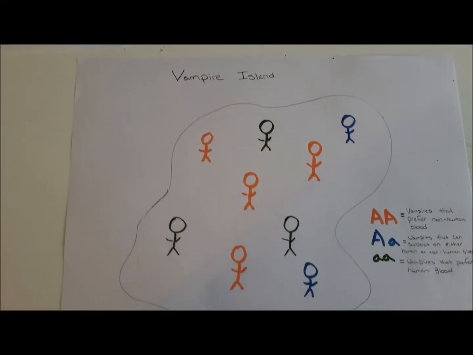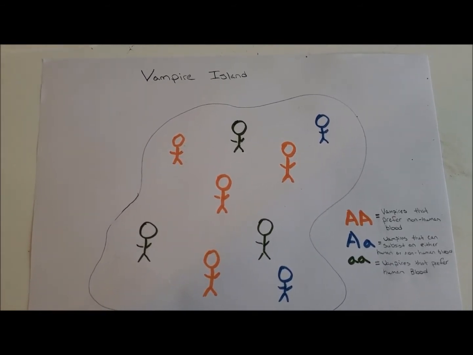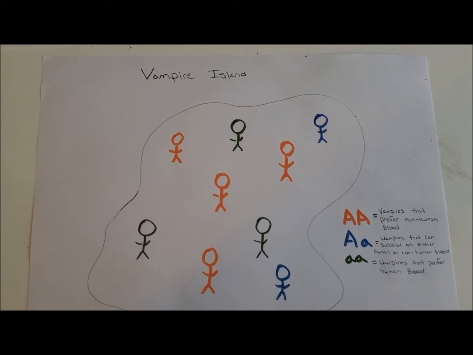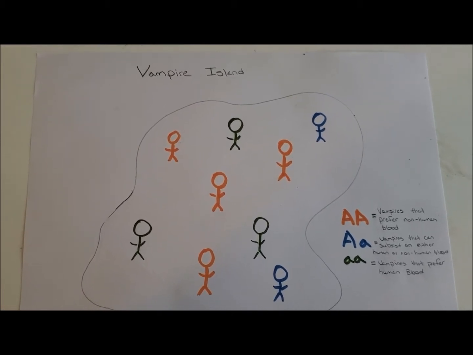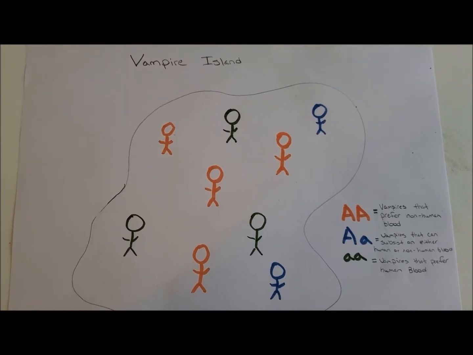And we will be doing that using this, which is Vampire Island. This is a scenario where vampires do exist, and society has decided to put all the vampires on one island with no humans, and there's some animal and some deer and things like that, but no humans.